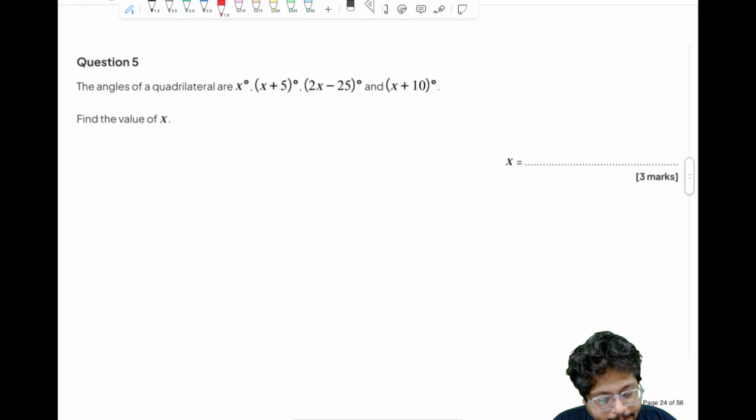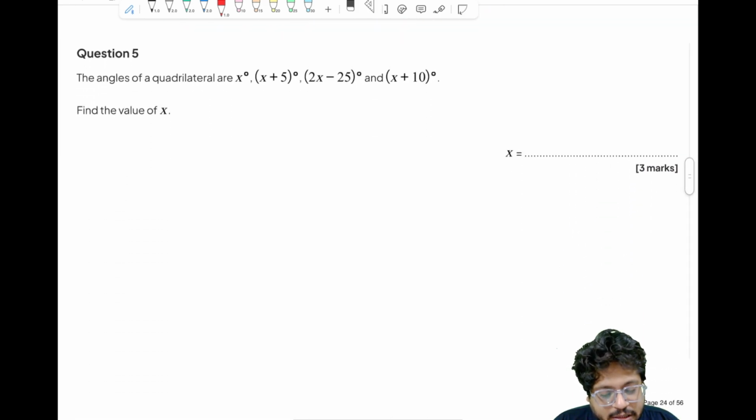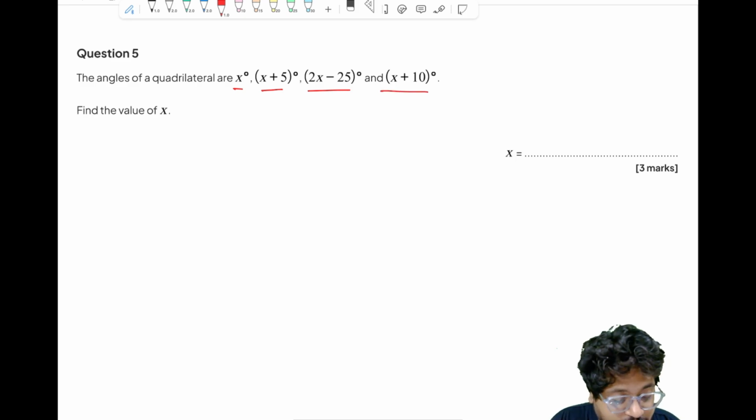Okay, the angles of the quadrilateral are x plus 5, x minus 2, x minus 25, and x plus 10. We want to find the value of x. So let's use the angle sum property of a quadrilateral. So the sum of all interior angles of a quadrilateral is 360.